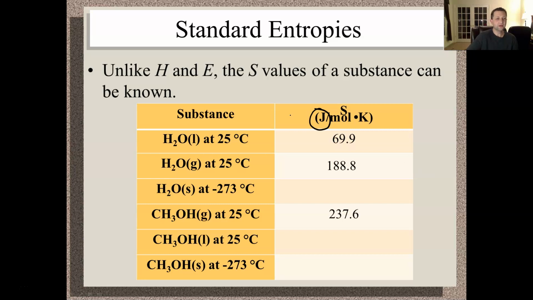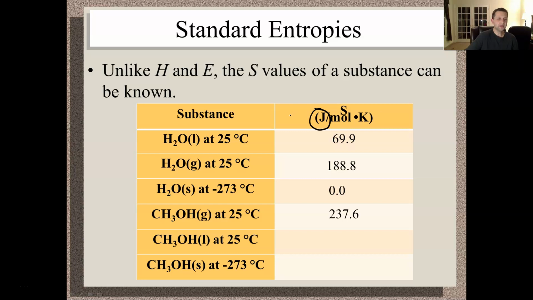If you look at water as a gas at 25 Celsius, the entropy or disorder is 188.8 joules per mole Kelvin. So it's really important, again, to recognize that the gas state has more disorder and therefore a higher entropy value. Look at the next one. It's solid water, obviously ice, at negative 273 Celsius. That is the same as 0 Kelvin, and the entropy value is 0.